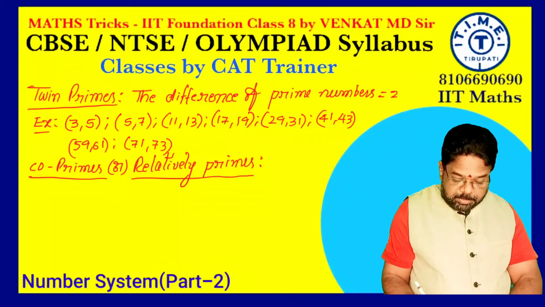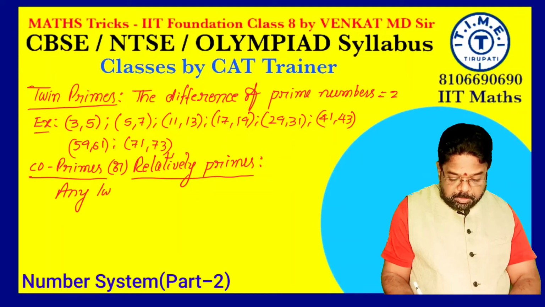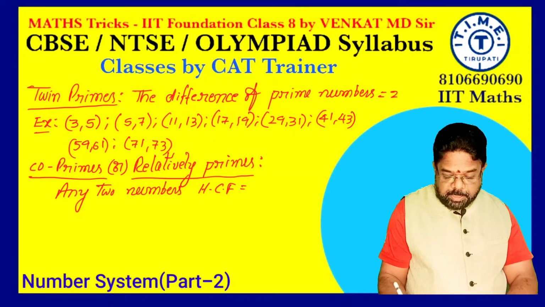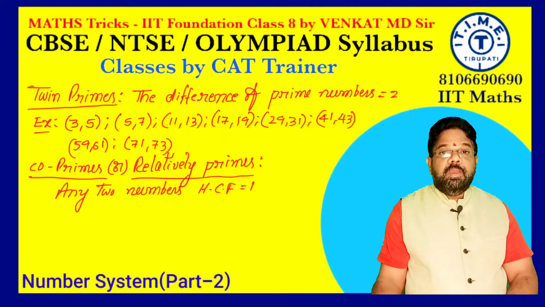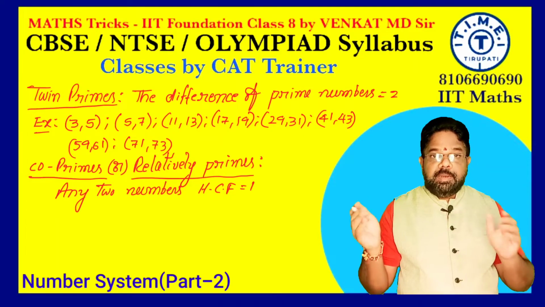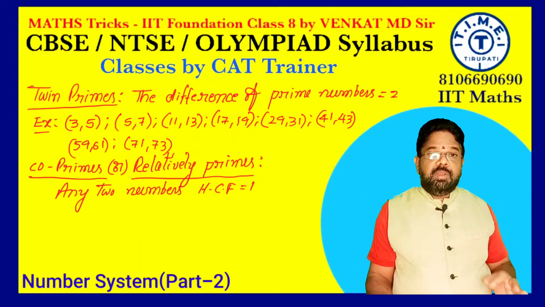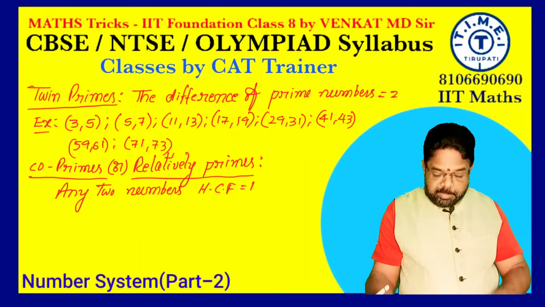What is the definition here? Any two numbers with HCF equal to 1. What is meant by HCF? It is highest common factor. HCF means highest common factor. Any two numbers with HCF equal to 1, we say that numbers are called co-primes or relatively primes to each other.